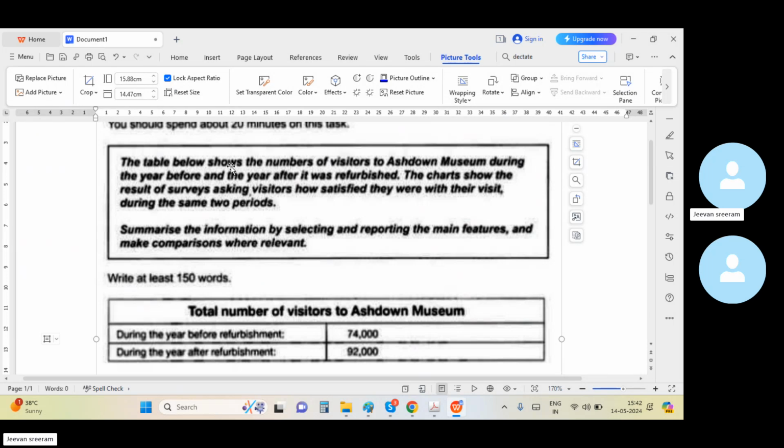The table below shows the number of visitors to Ashdown Museum during the year before and the year after it was refurbished. Okay, I can find a clear clause. Clause means subject plus verb. A clear clause is given in past tense, so your entire response should also be in the past tense. Clause means subject plus verb plus some extra. So it was refurbished. Right? So the response should be in past tense.